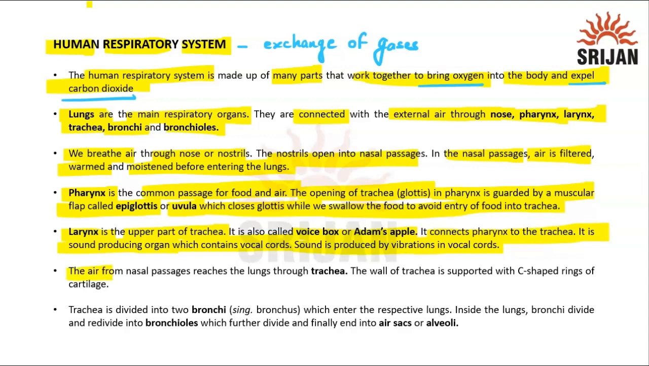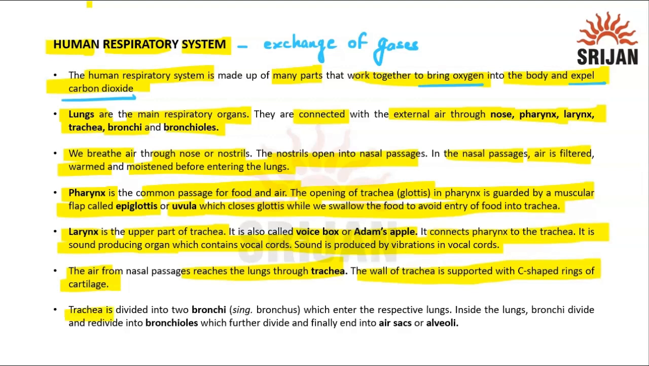Then you have the air which passes from the nasal passages and reaches the lungs through the trachea. The wall of the trachea is supported by C-shaped rings of cartilage. The trachea is covered with the C-shaped rings so that it won't get damaged, and so are the lungs. All of these organs are very delicate. So if they are open to shock or something like that, what will happen? They might get damaged, and that is why they're covered with bony structures or cartilages.